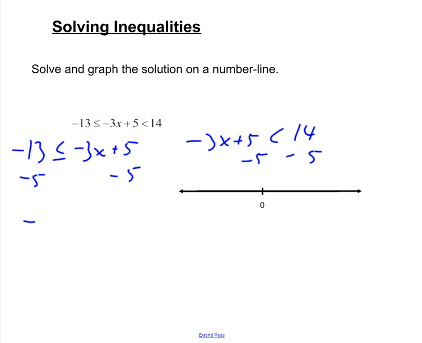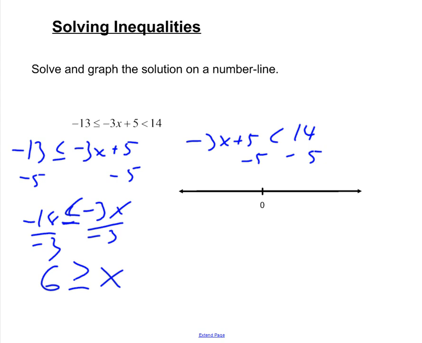I get -18 is less than or equal to -3x, divided by -3, divided by -3. And the sign flips. It was like this, now it's like that. And this one, do a little bit of work, and you wind up with x is greater than -3. And this is an AND statement. So x is less than or equal to -6. Here's -6, closed hole, going down. And x is greater than -3, open hole, going up. And it's the union of those two. So there's my solution for a compound inequality.